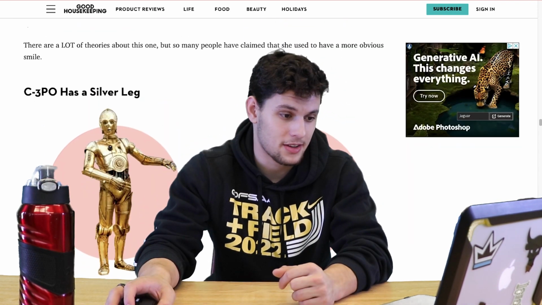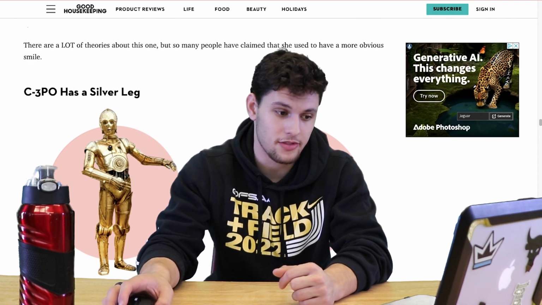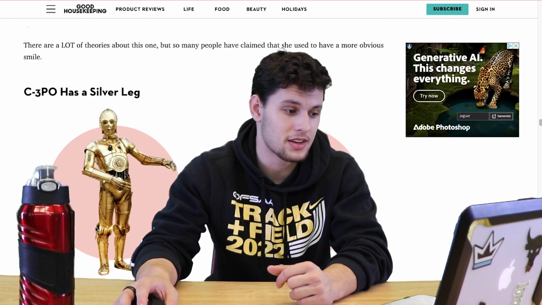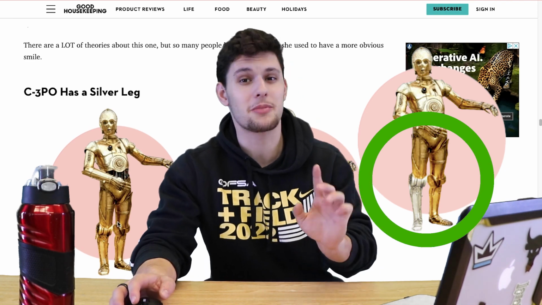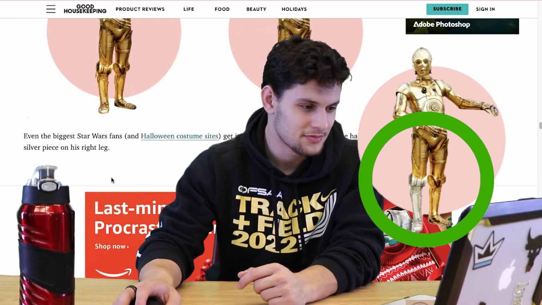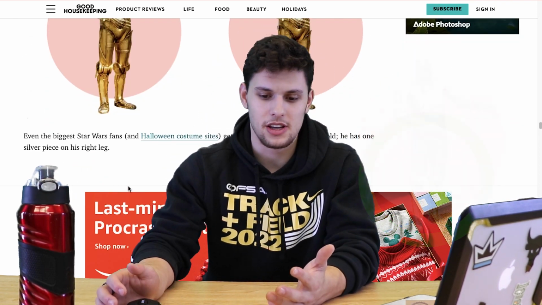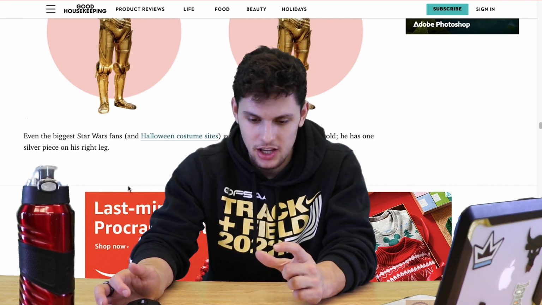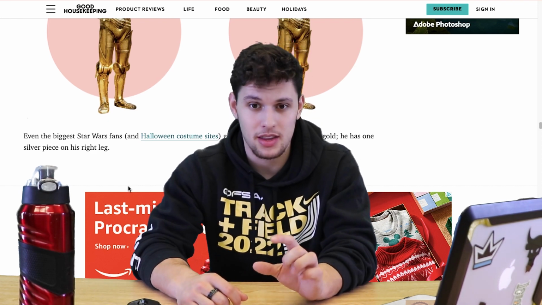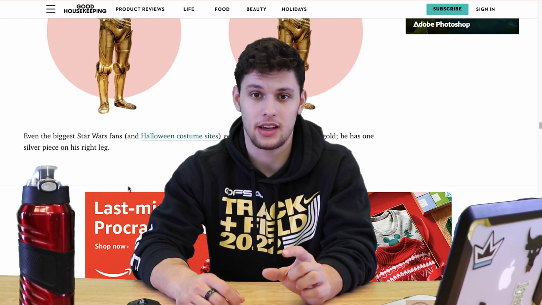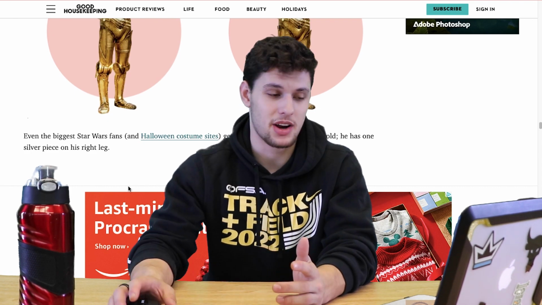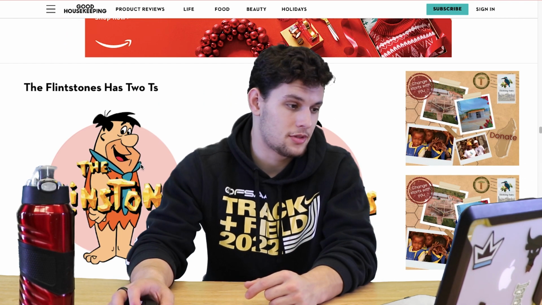C-3PO has a silver leg. I remember him having a silver leg. Some people remember him being all gold. I remember that silver leg on him, because I think I had a Lego figure of him, and the bottom right leg, half of it is gray, or silver.